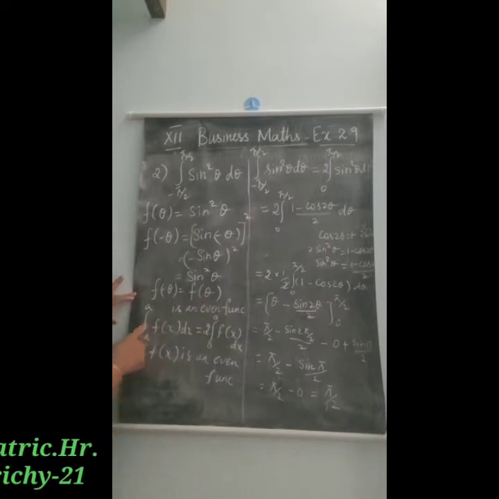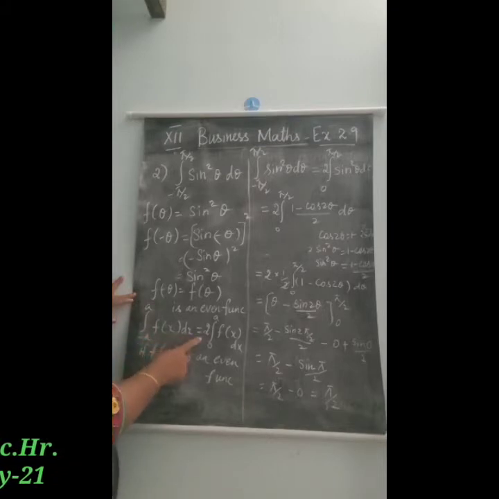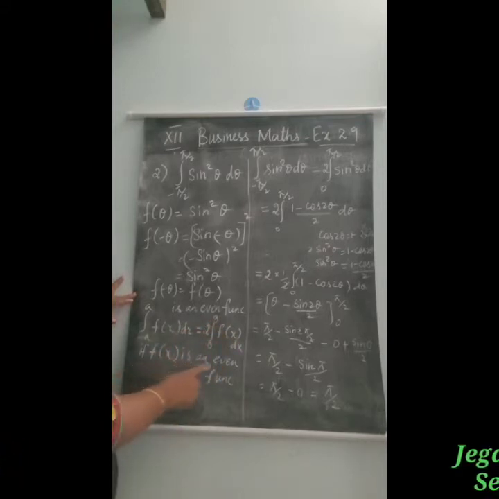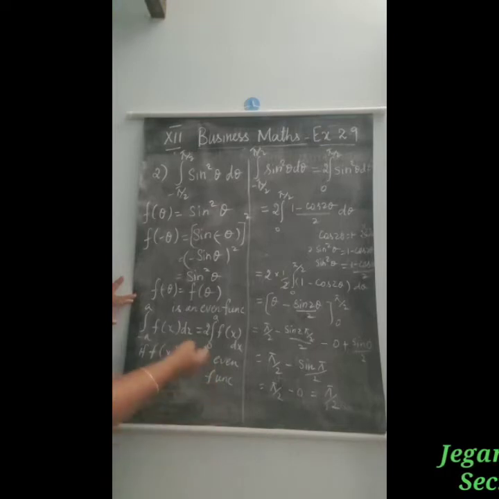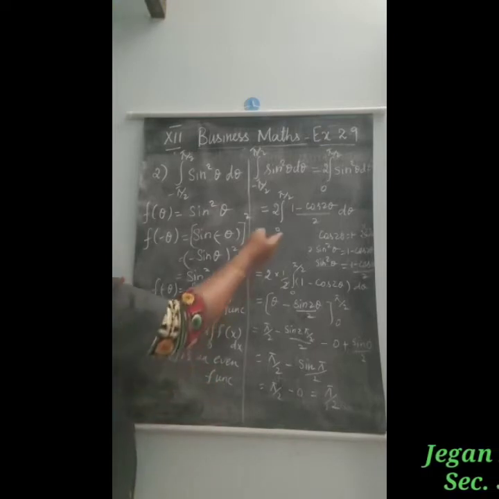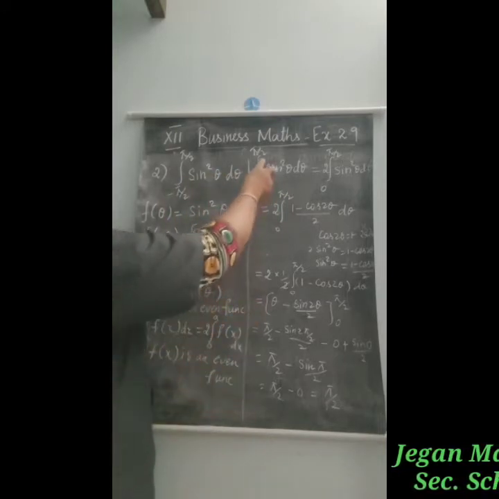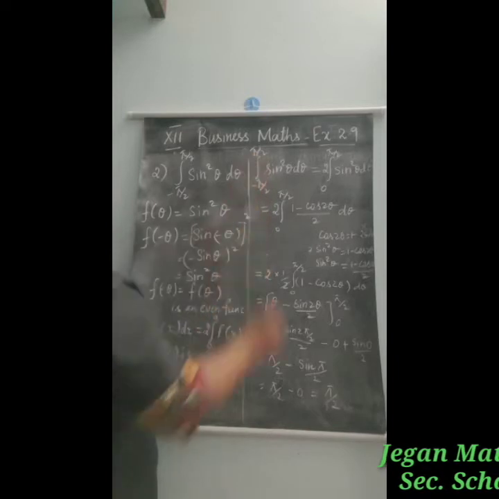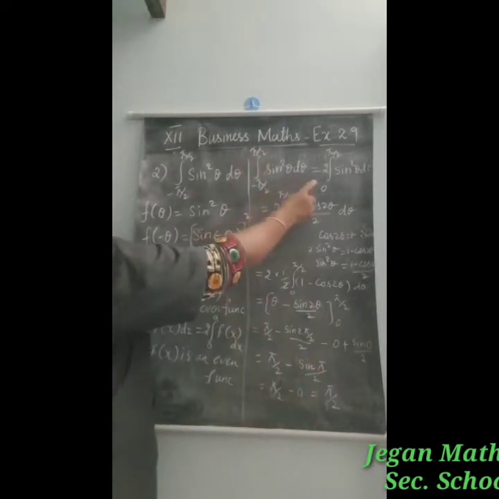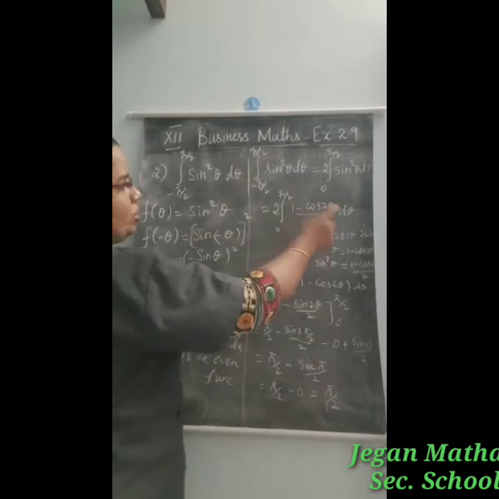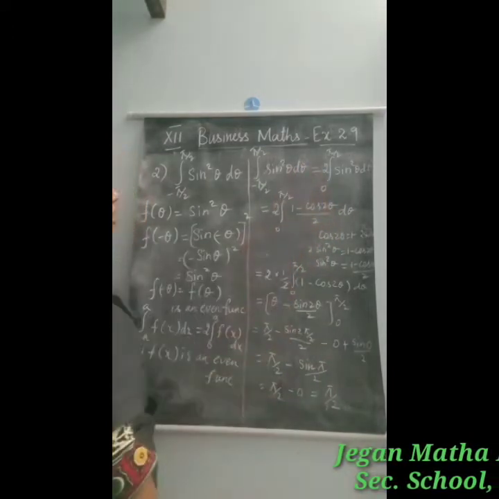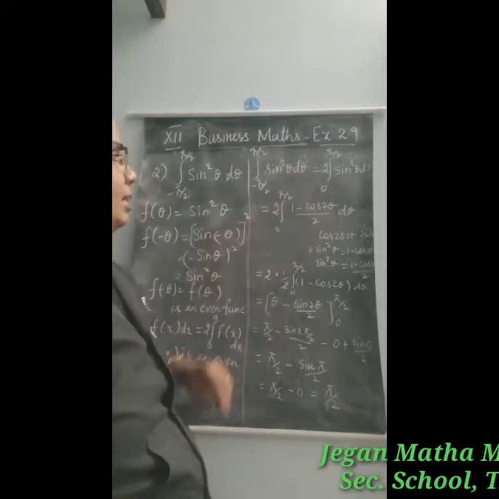By the property, what is the formula? Integral of -a to a f(x) dx is equal to 2 times the integral of 0 to a f(x) dx, if f(x) is an even function. So according to this, using the formula, integral of -π/2 to π/2 sin²θ dθ is equal to 2 times integral of 0 to π/2 sin²θ dθ.